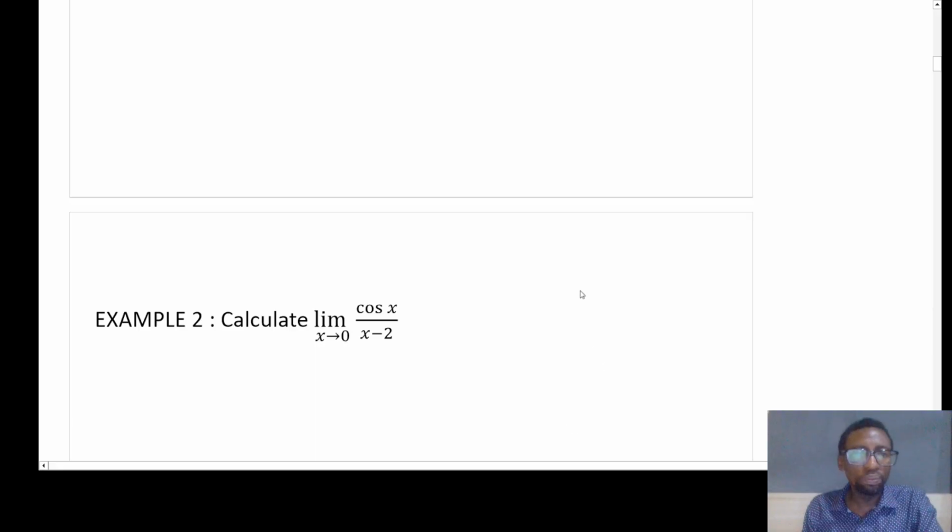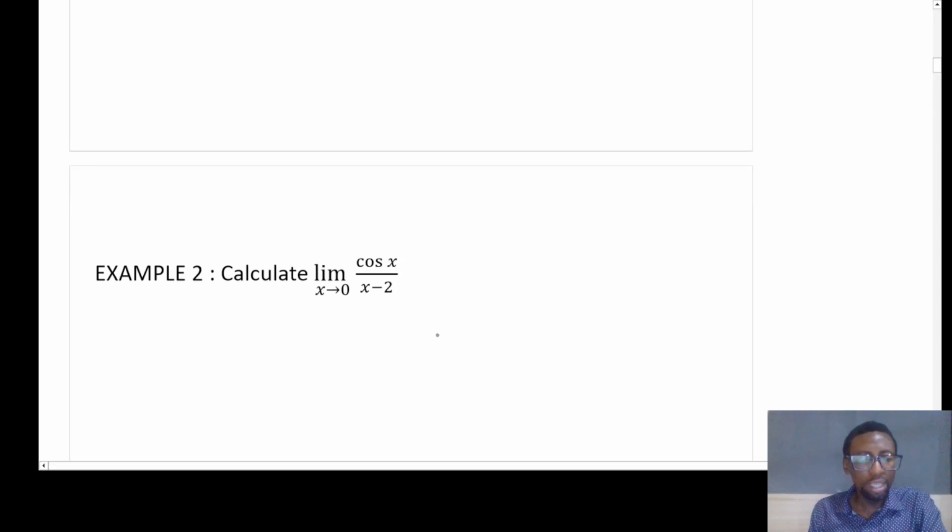For example 2, I have the limit of cos x over x minus 2 as x tends to 0. I'll ask myself, can this function cos x over x minus 2 be simplified to the simplest form? Let's check. Is there a way I can reduce cos x to be like x minus 2, or change x minus 2 to be like cos x? The answer is actually no, because as it is now, it's already simplified.